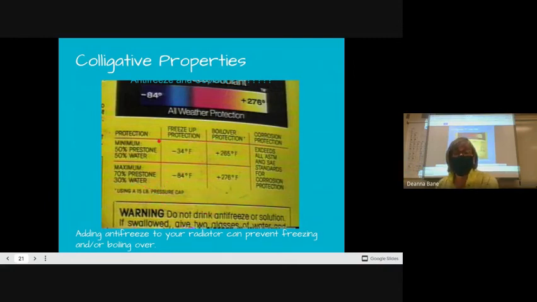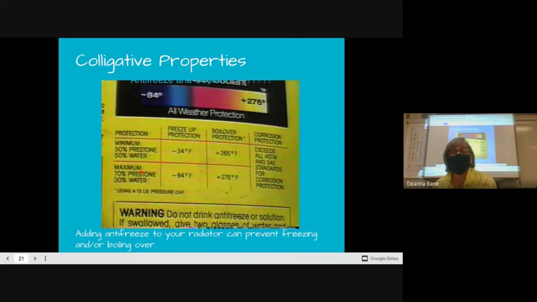And so antifreeze is a liquid alcohol that's dissolved in water. And depending on how much of it we put in the radiator, it can affect the freezing point by taking it down to negative 34 degrees Fahrenheit, or it will protect the engine or the radiator from boiling over up to 265 degrees Fahrenheit.